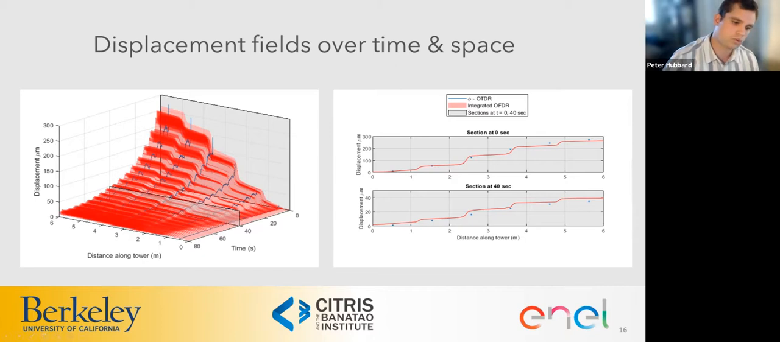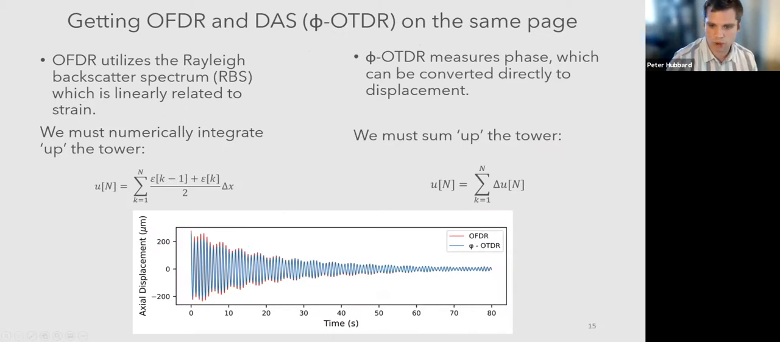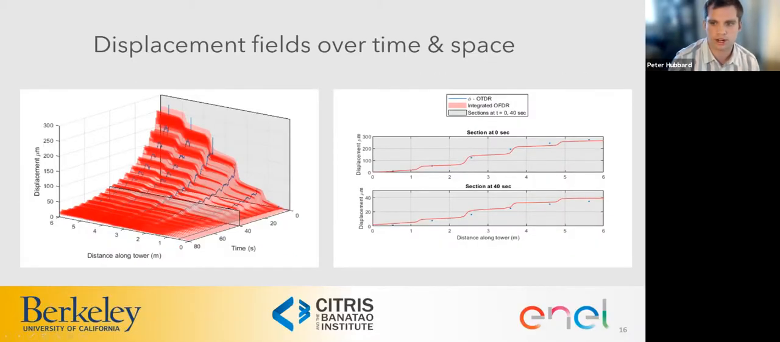What we're looking at is distance along our tower, time, and displacement. That displacement is in the axial direction of the tower. Now, we're looking at the envelope of the previous plot. So if you take this waveform and trace the exterior envelope on the top, that's what we're showing here.